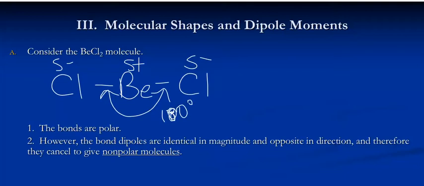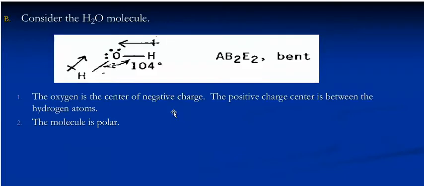Now the bonds are polar. There's a slightly negative, slightly positive on the bonds. However, the bond dipoles are identical in magnitude but opposite in direction. So the molecule is nonpolar. It has polar bonds, but the molecule itself is nonpolar.